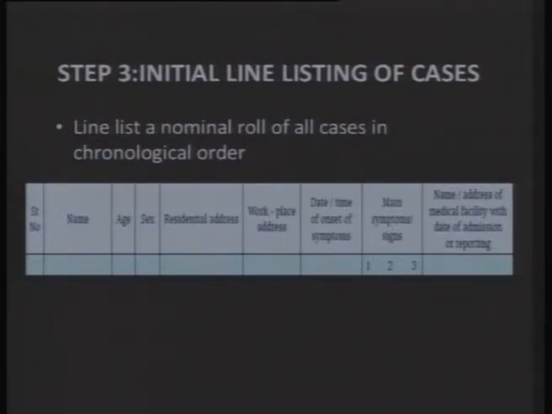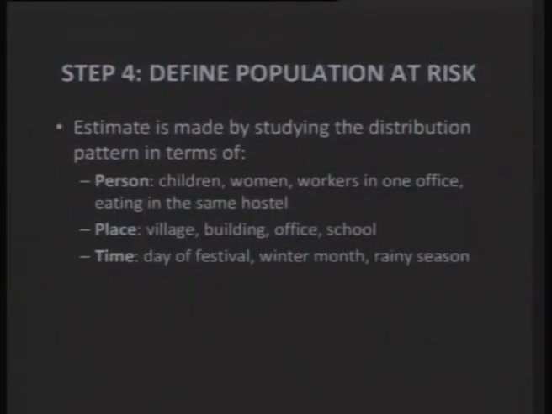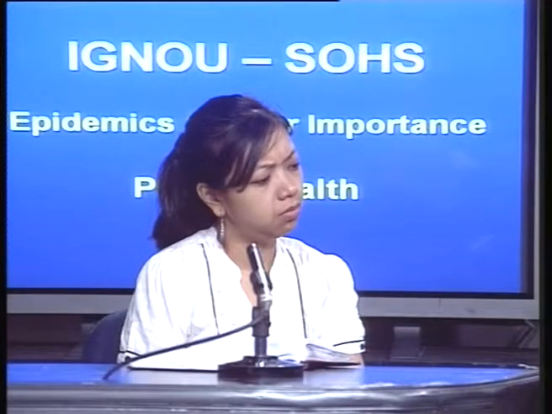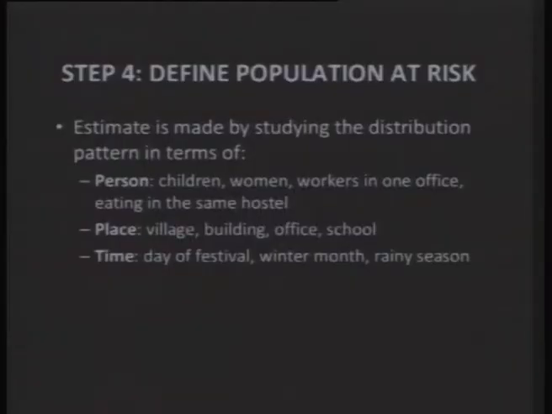Secondly, what is the likely cause of the infection. Define the population at risk. This is the fourth step. Here again we will go into the details. An estimate is made by studying the distribution pattern in terms of person, place and time. As I said, person can be in terms of the children, the women, the gender. These are just examples which I have given. Say all women in a particular area have developed the illness. So that is one way of saying that these women were perhaps in some kind of a gathering where they picked up the infection. Workers in one office or those who have eaten at the same hostel or dining hall or whatever, this will help you narrow down what kind of population is at risk.